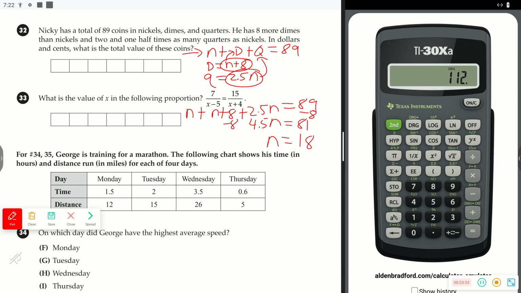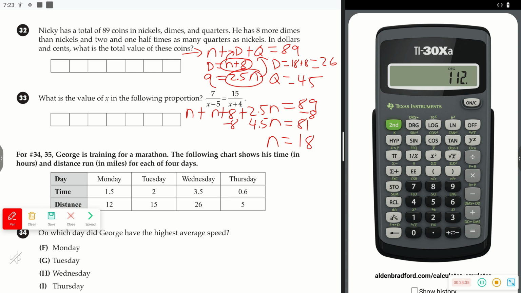So now we know the number of nickels, but we have to also determine the number of dimes and quarters. So the number of dimes is going to equal 18 plus 8, which should be 26. Yep, we have 26 dimes. And then the number of quarters, I'm just switching to a capital Q, equals 2.5 times N. So 2.5 times 18 is going to be 45.